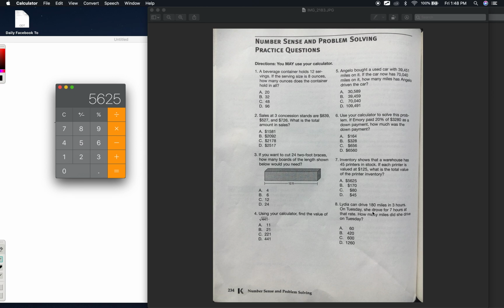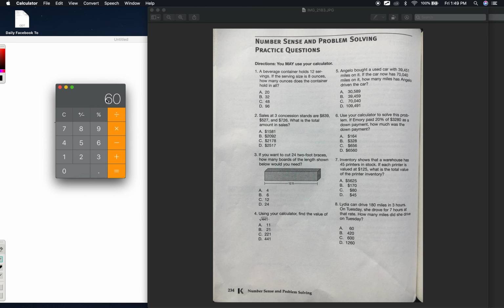Lydia can drive 180 miles in 3 hours. On Tuesday, she drove for 7 hours at that rate. How many miles did she drive on Tuesday? If this was 6, it would be easier because 6 is double 3, so you could just double the 180 as well. But since it's not that way, there's another way to do it. The easiest way is to find how far she went per hour. So 180 divided by 3 equals 60. We divide this number by this number.